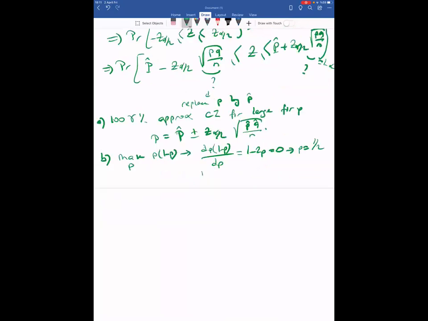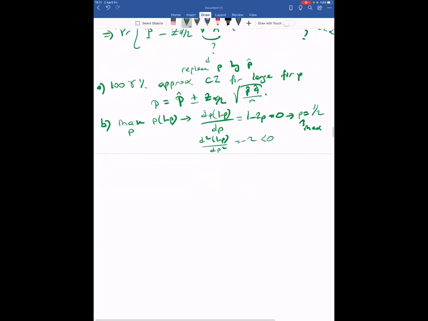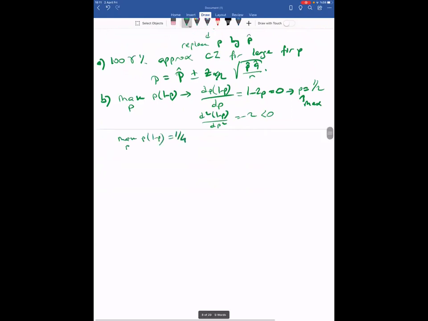And then we can consider the second derivative to make sure that this point is the maximum point. We obtain -2, so this gives us the maximum point, basically. Okay, so the maximum value that can be obtained for this will be 1/4. So this is the maximum error that can be made.